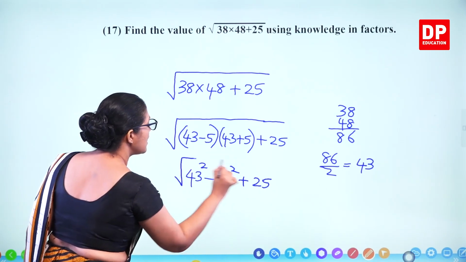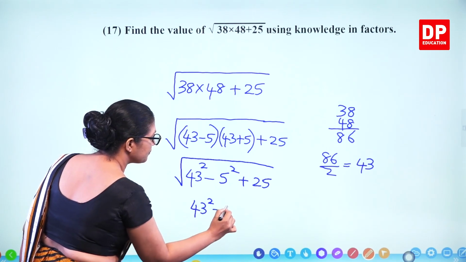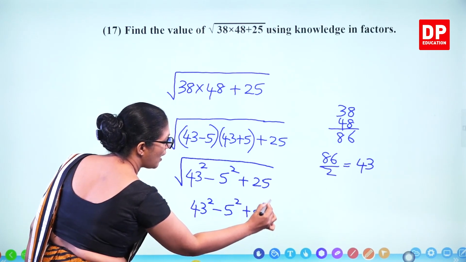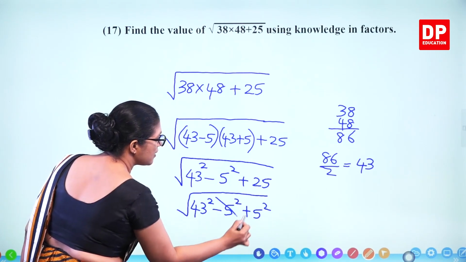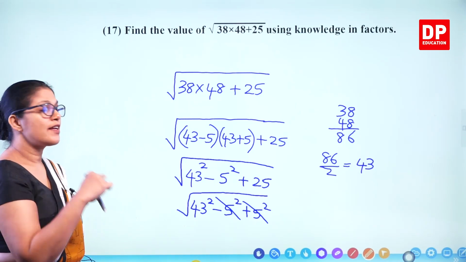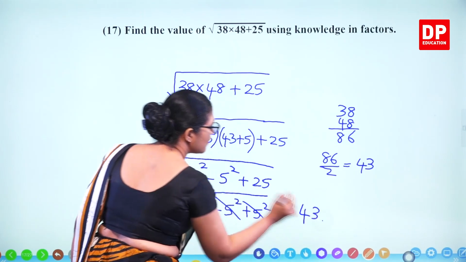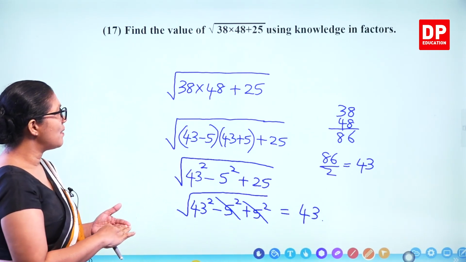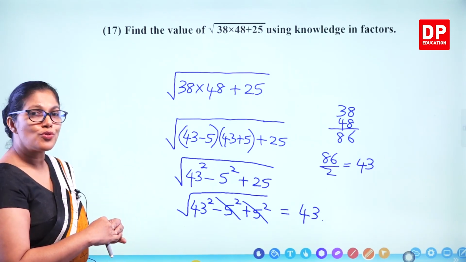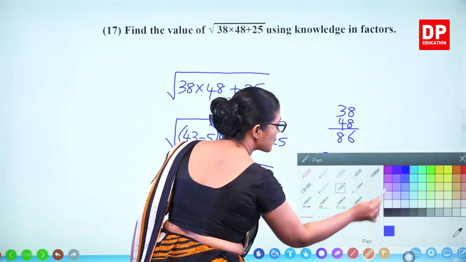Now can you see? This 25 and this minus 5 squared get cancelled out. So you get 43 squared, and take the square root. So that's 43. Without multiplying, you can easily use the difference between two square terms and find the answer. So that's 2 marks.